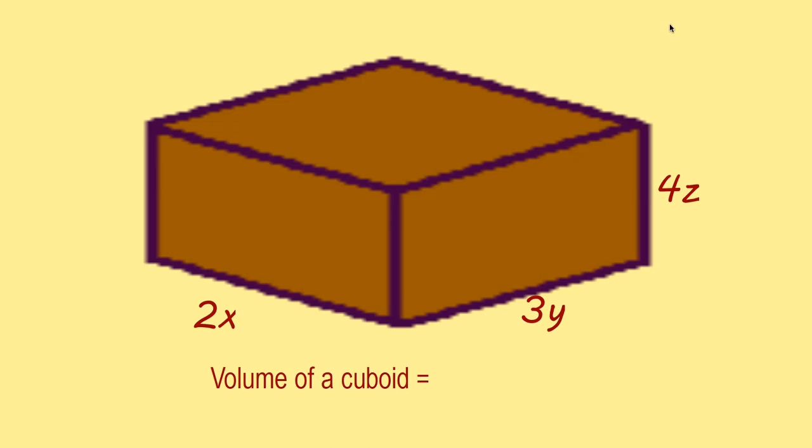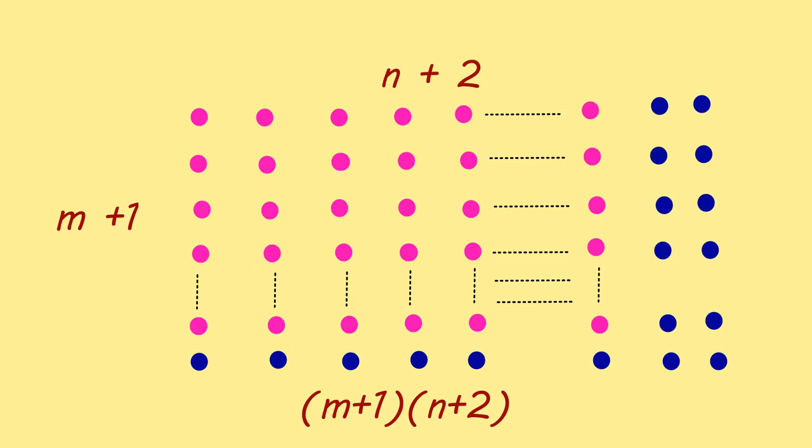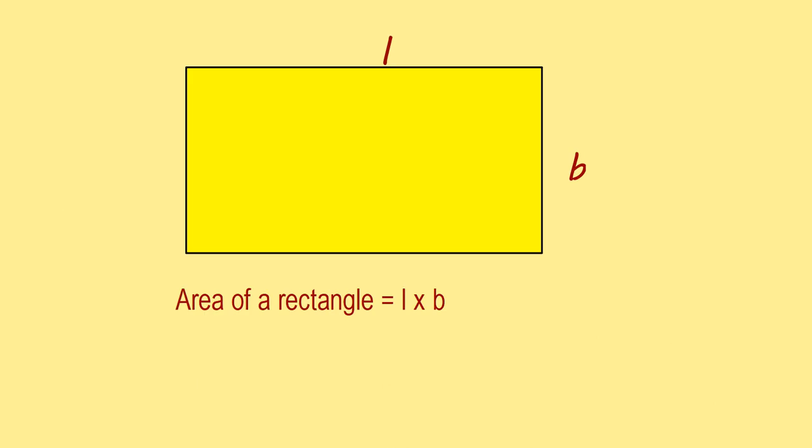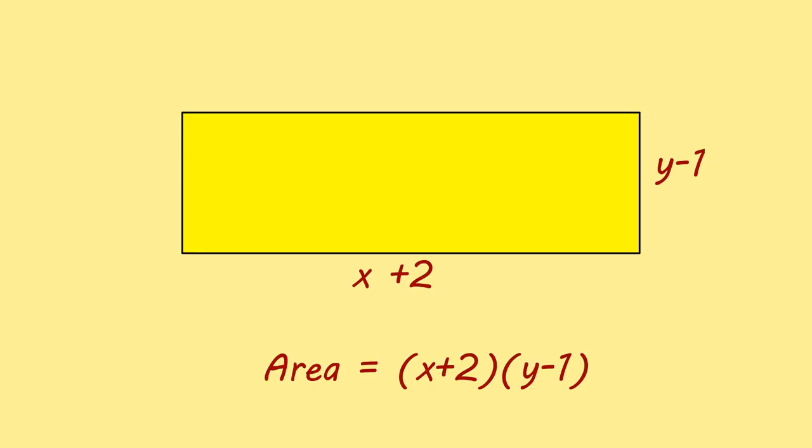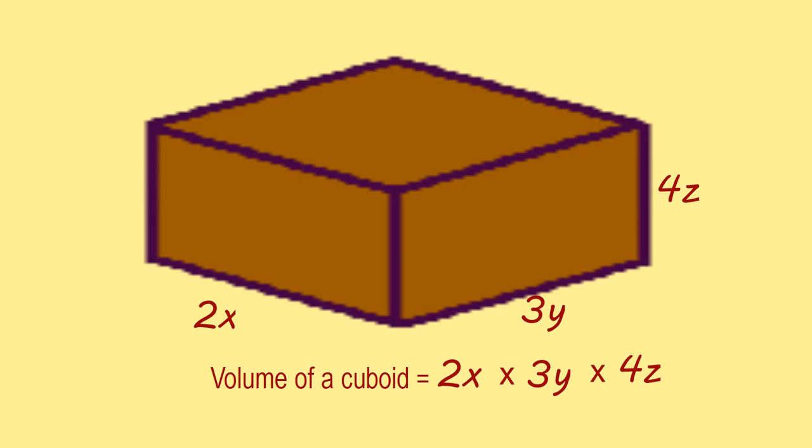Here is a cuboid of length 2x, breadth 3y and height 4z. Now how will you find out its volume? Volume, you know that it is length into breadth into height. If it is so, the volume of this cuboid is 2x into 3y into 4z. Here, in these examples, m plus 1 into n plus 2, L into b, x plus 2 into y minus 1, 2x into 3y into 4z, we need to multiply algebraic expressions.